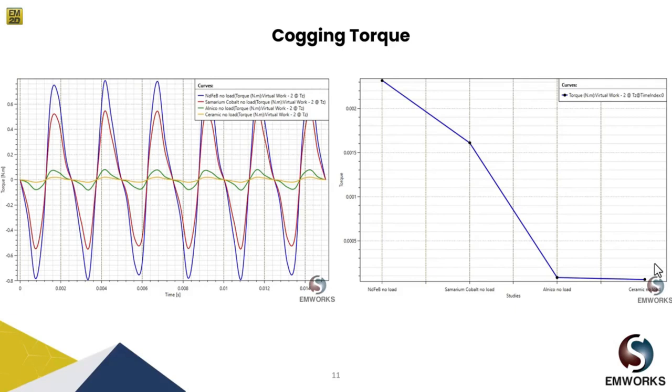As you can see, the highest is for the NdFeB, then comes the samarium cobalt, then the alnico, and the least is for the ceramic. It's interesting to see that the SmCo and ceramic performance is almost the same in terms of cogging torque generation.